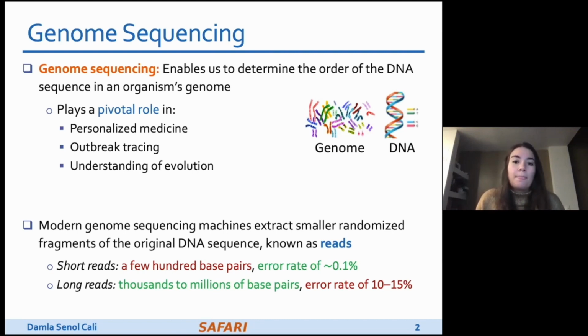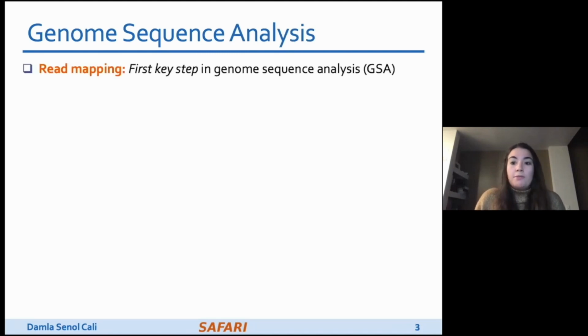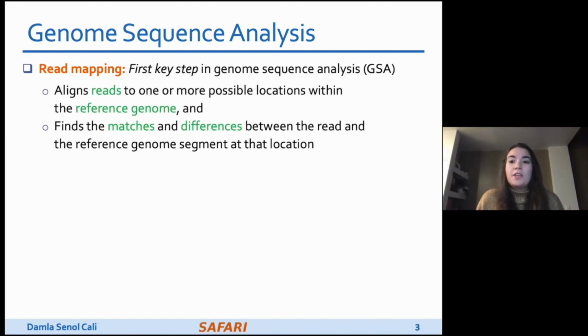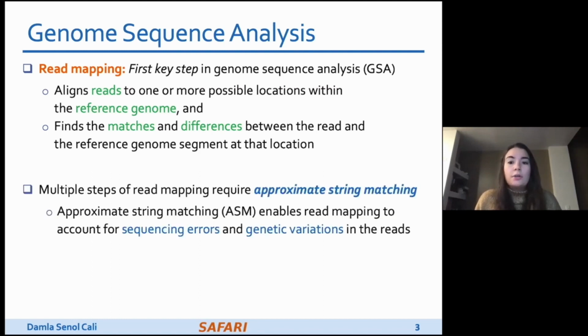Read mapping is the first key step in genome sequence analysis, and you should be familiar with the term from Professor Onur's talk or yesterday from Mohammed's talk. In read mapping, we take each read, align it to one or more possible locations within the reference genome, and find the matches and differences between the read and the reference genome segment at that location. Multiple steps of read mapping must account for the sequencing errors, which I have already introduced, and also for the differences caused by genetic variations.